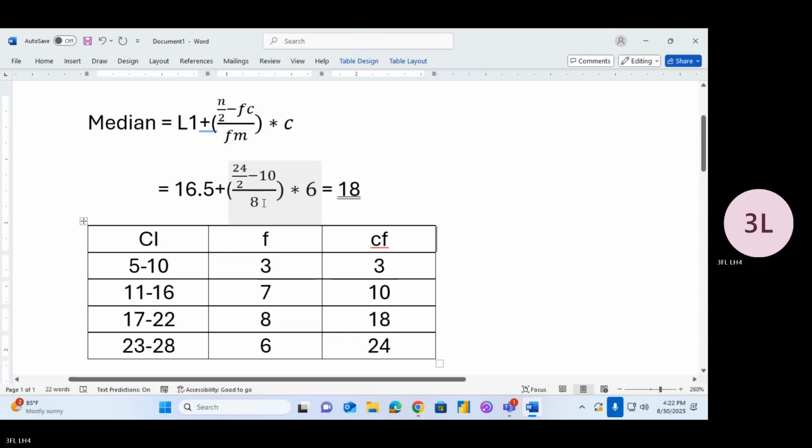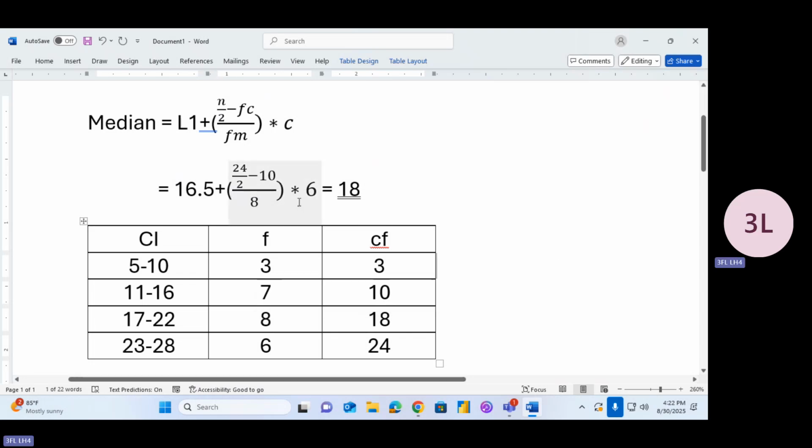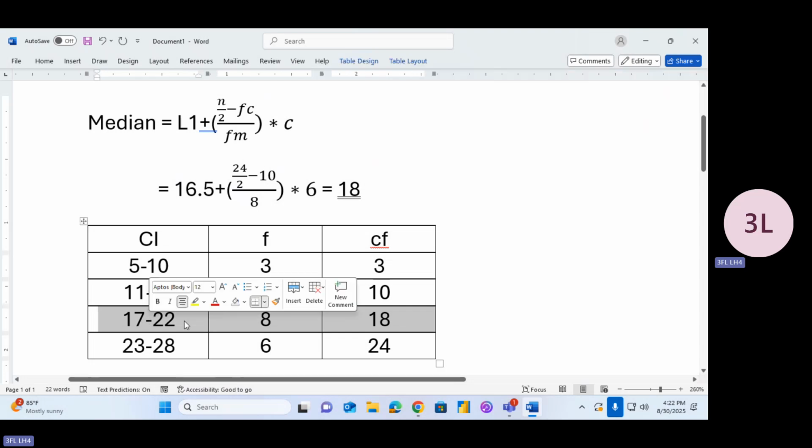FM is this one. Frequency of the median class. FC, you need to write down the cumulative frequency of the previous class. Then here 12 falls into this one. Then this is the median class, 17 to 22.